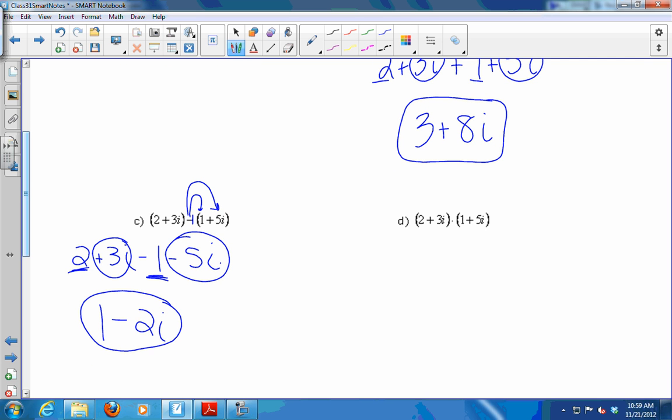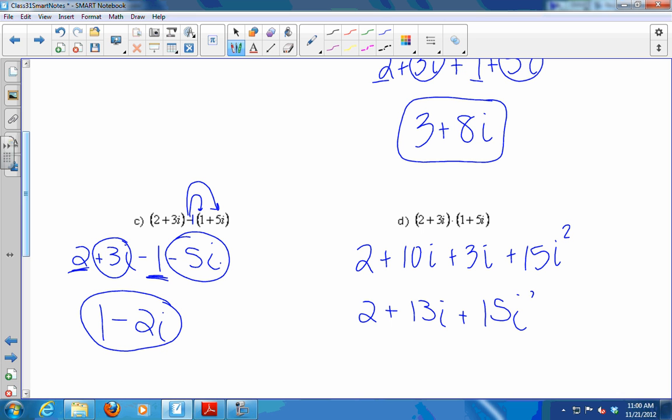When I want to multiply two complex numbers, I can just treat them like binomials. I just FOIL. So I do first, outer, inner, last, distribute. So I have 2 times 1 is 2. 2 times 5i is 10i. 3i times 1 is 3i. And 3i times 5i is 15i squared. So I could combine like terms: 2 plus 13i plus 15i squared.